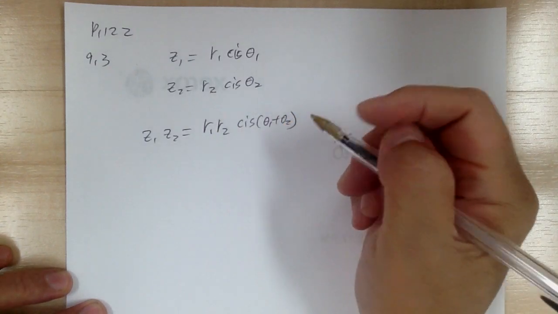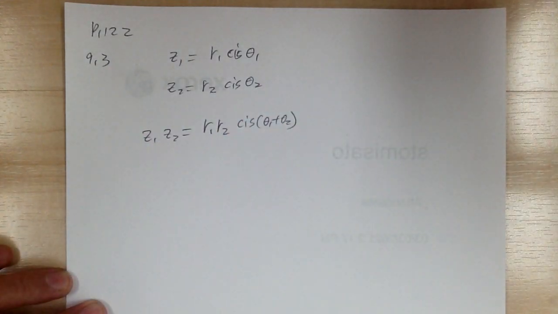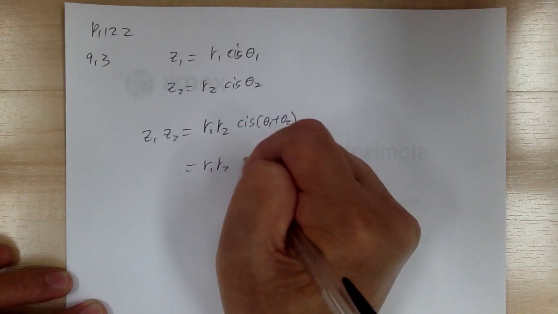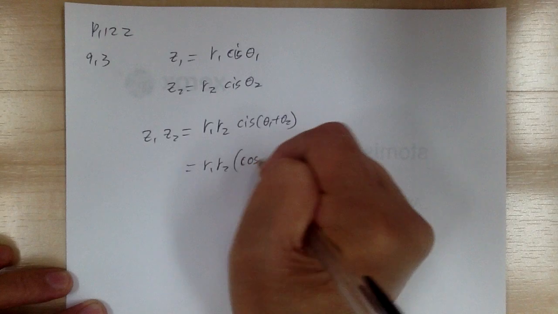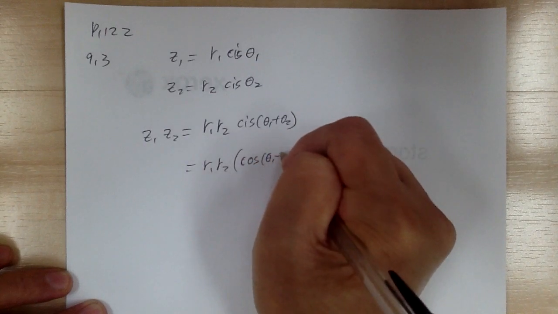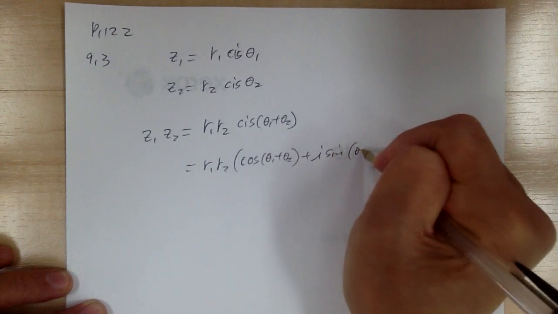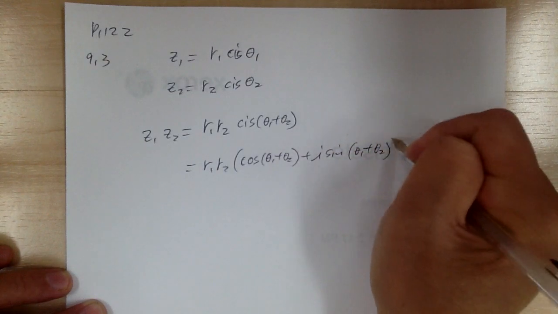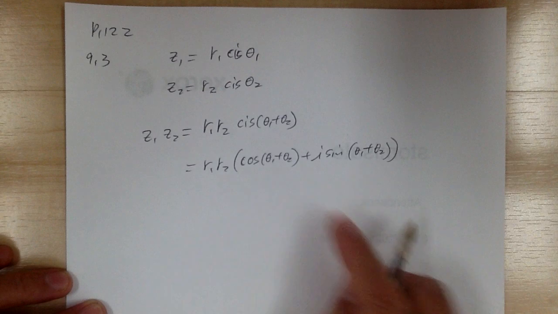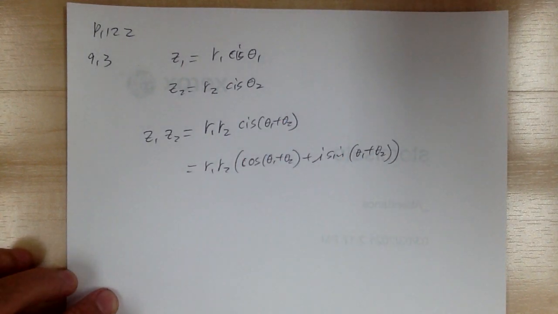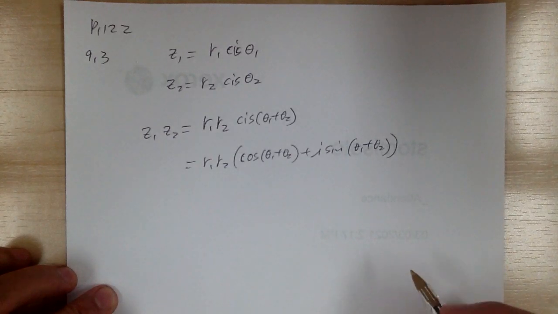If you write it out the long way, then this will equal R1 R2 times cosine of theta 1 plus theta 2 plus I sine of theta 1 plus theta 2. So equal to that. Now, why is this so? Well, remember, this is why different forms have an advantage and disadvantage.